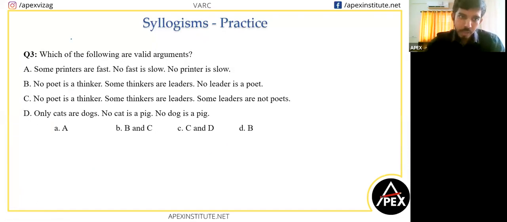Now, if you're seeing this type of question for the first time, in each argument, this is premise 1, this is the second premise, and this is the conclusion. And the argument is valid if the conclusion follows from the 2 premises. So this you have to do for 4 statements.